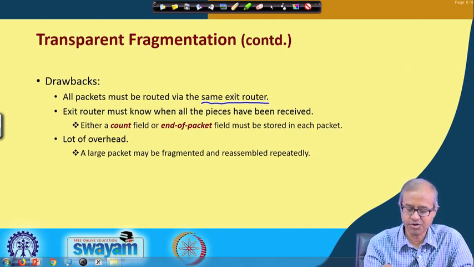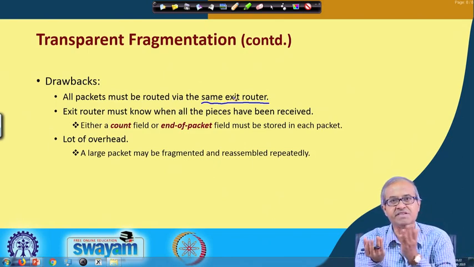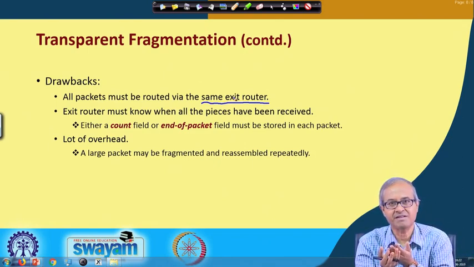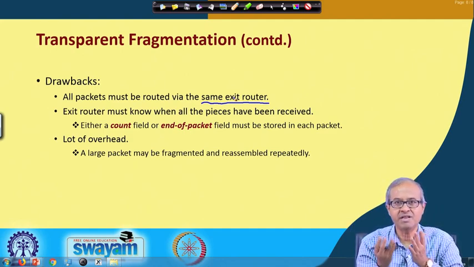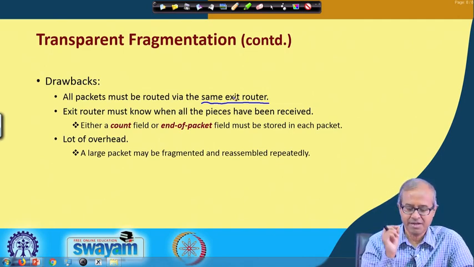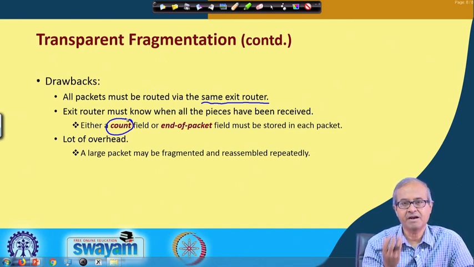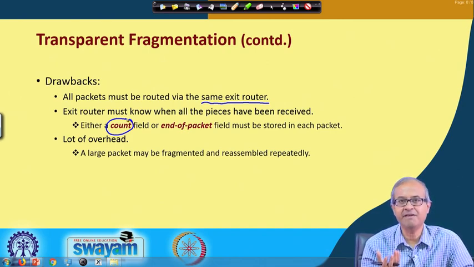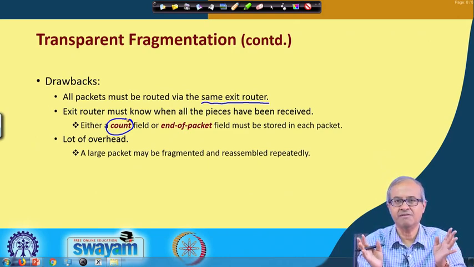Now, another thing is that the exit router must be able to know whether it has received all the fragments of a packet, so that it can put together all the fragments again. How can it know? There are two alternatives you can think of. Each packet can come with a count field. The count field will indicate how many remaining fragments there are. When it reaches the exit router, the router looks at the count field in the packet. When the count field reaches 0, let us say, it will know that all the fragments have come, and now it can reassemble them.